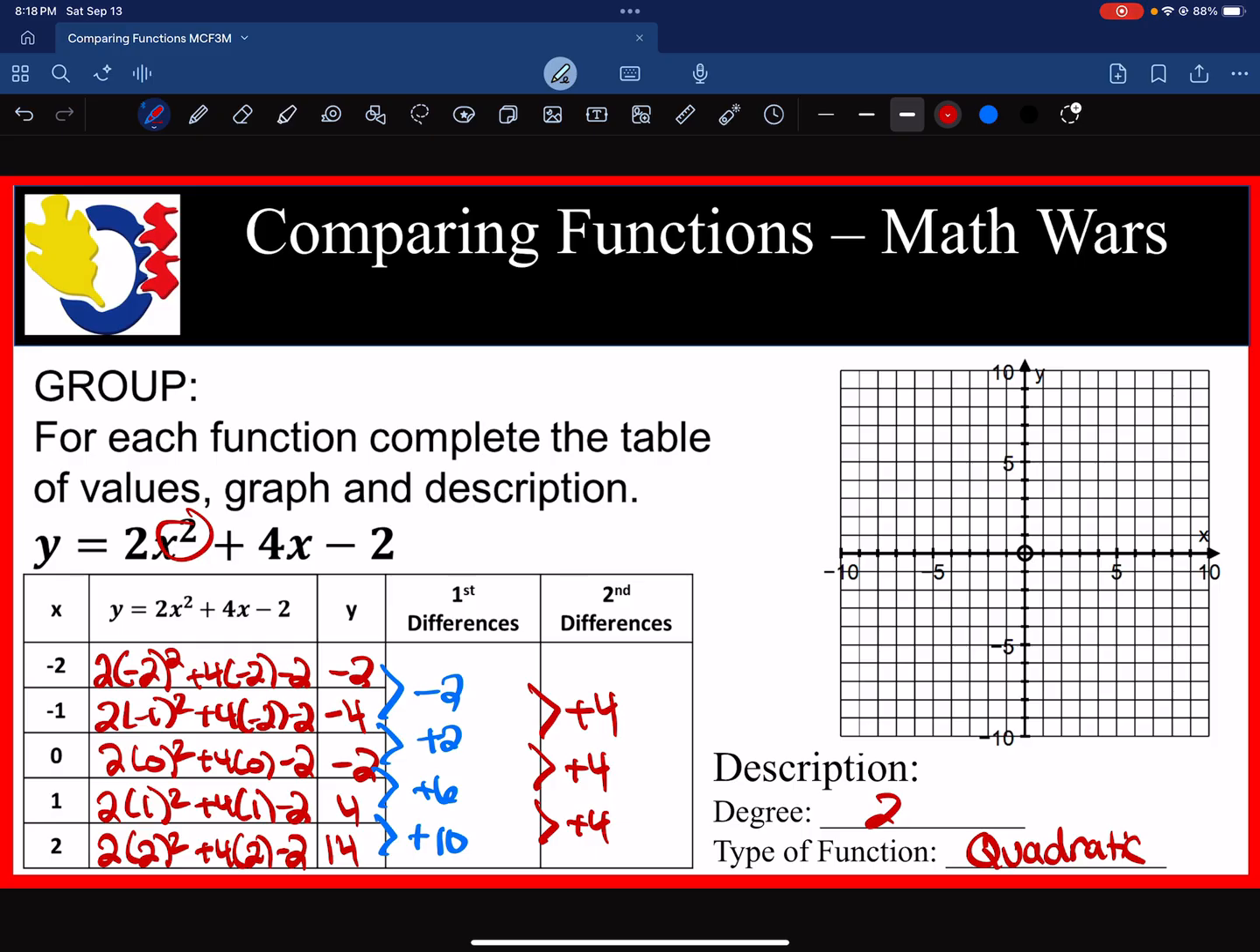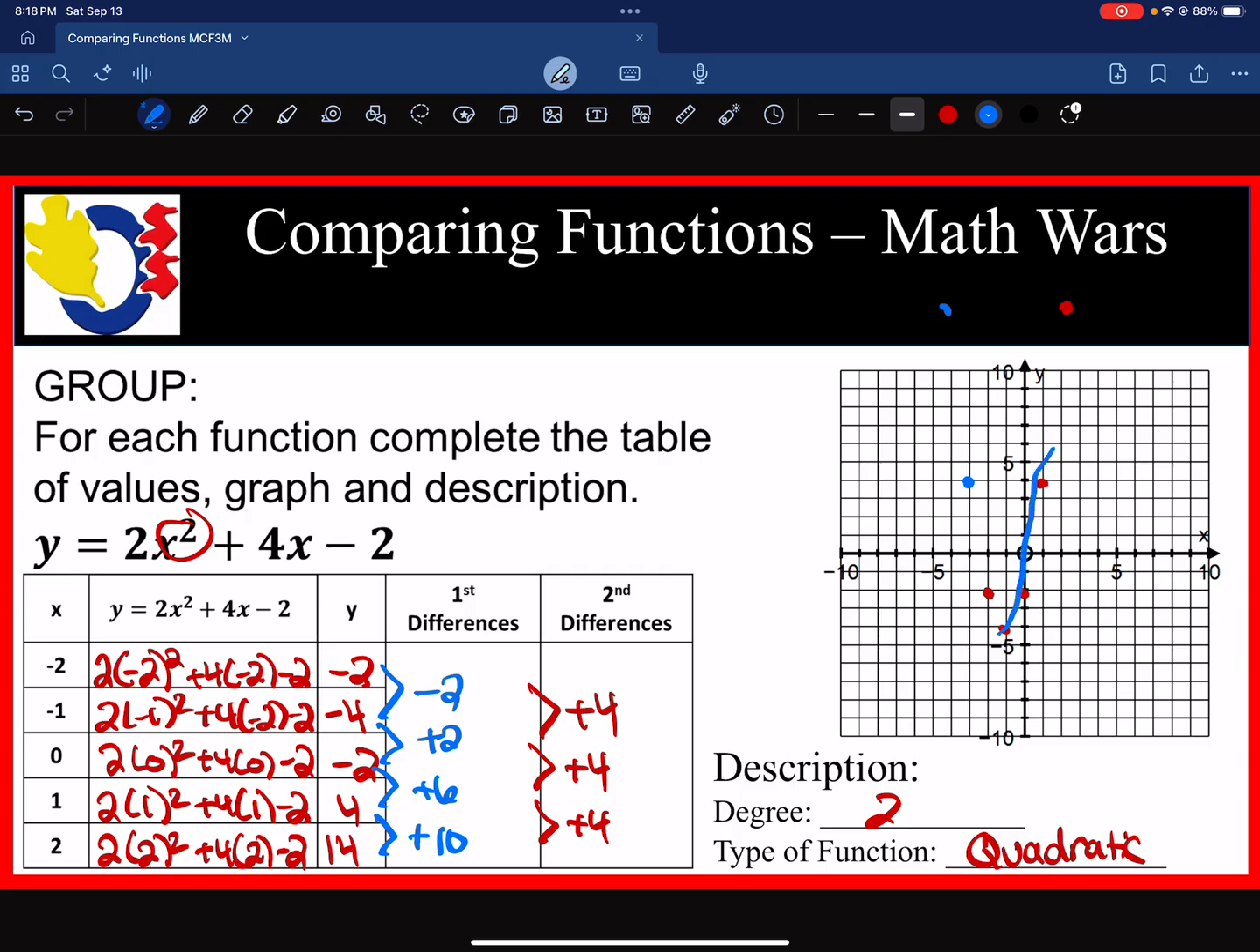All right, next we are going to plot the points. So negative 2, negative 2, negative 1, negative 4, 0, negative 2, 1, 4, and then 2, 14 is off the grid somewhere up here. And then we could also add reflective points if you want to make your parabola even on both sides.